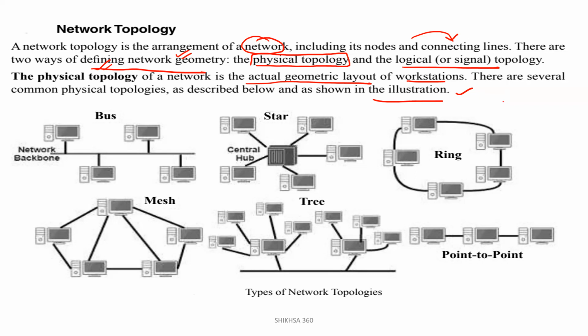So what are the physical topologies? First one is the bus topology. This is the main cable, and all the systems are attached along it. In the central hub, there is a main central hub, and all our systems are attached to it. We also have to discuss the advantages and disadvantages of each. From the one central computer, all the other computers are connected. Here information goes in a circular way, in the form of a ring.